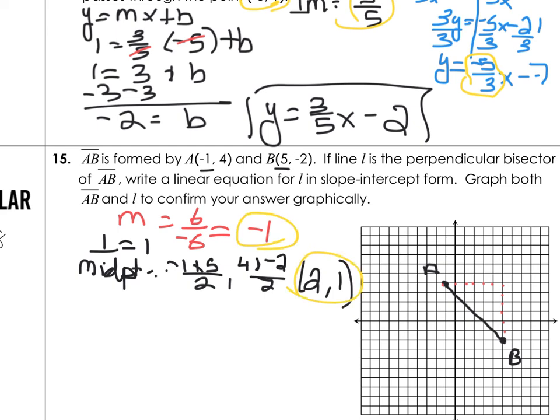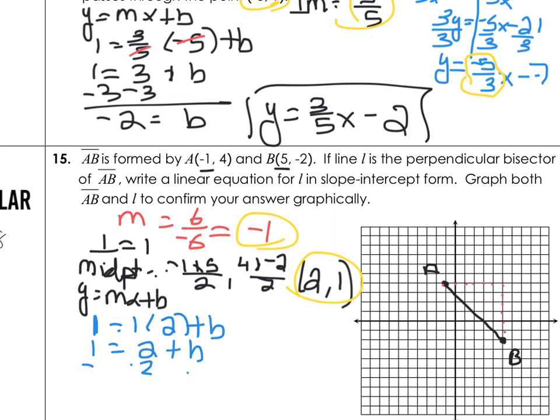So we're just going to do the exact same thing we've been doing. Y equals mx plus b. So therefore my y is 1. My slope is 1. My x is 2 plus b. So 1 equals 2 plus b. Subtract 2. And you get b equals -1. Therefore my final answer should be 1x minus 1.